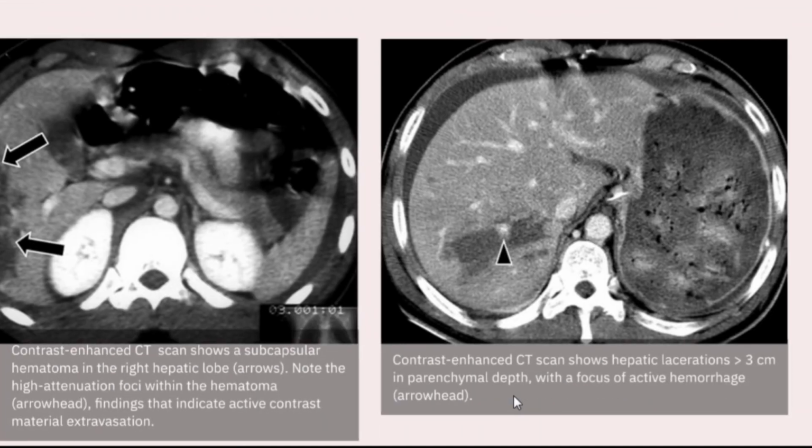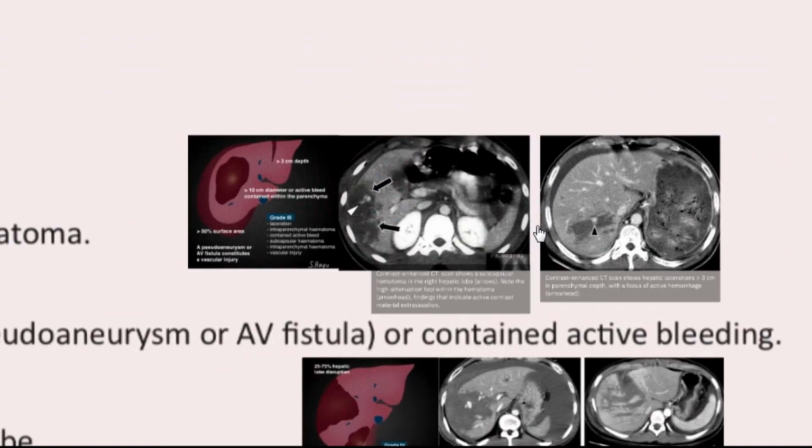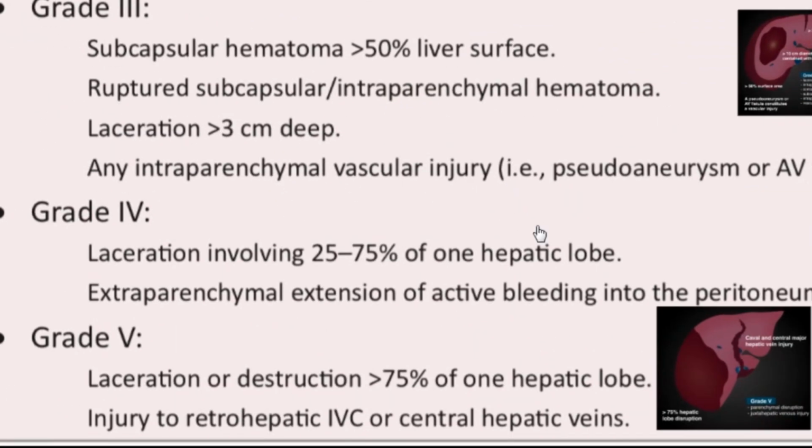Okay, now we have another example for this grade, grade 3. So when the laceration is more than 3 cm, you can see the area of hypodensity, and also there is an area of hyperdensity. This indicates active bleeding. These are all considered grade 3. So now we have grade 4.